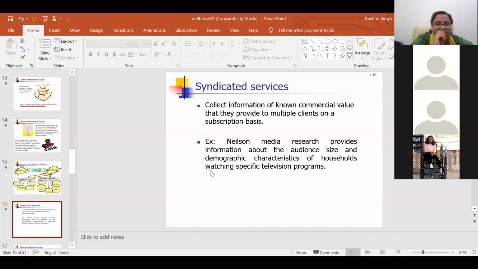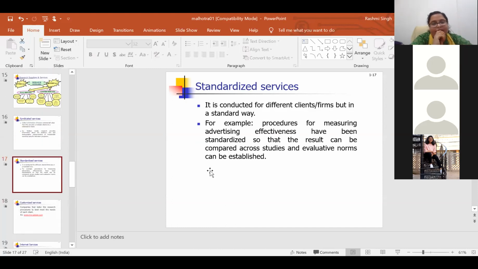So syndicated services means they will provide you all the information, but they will provide you a general service, and now you have to use that information according to your requirement. Clear? They will not work according to you. They have their own standard way of working, and you will use that information as per your requirement. Clear?